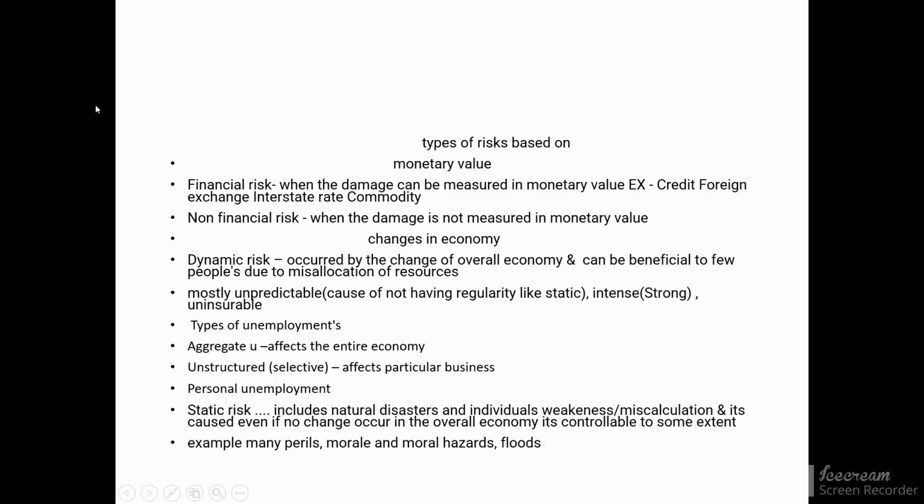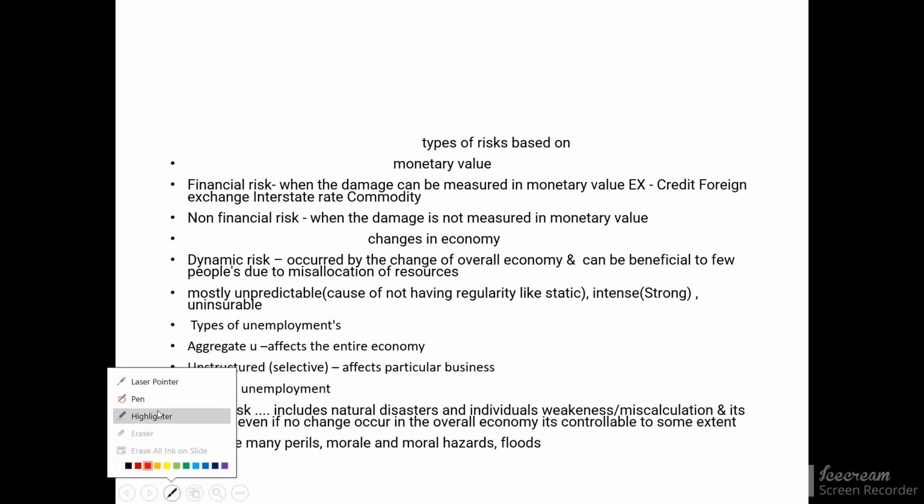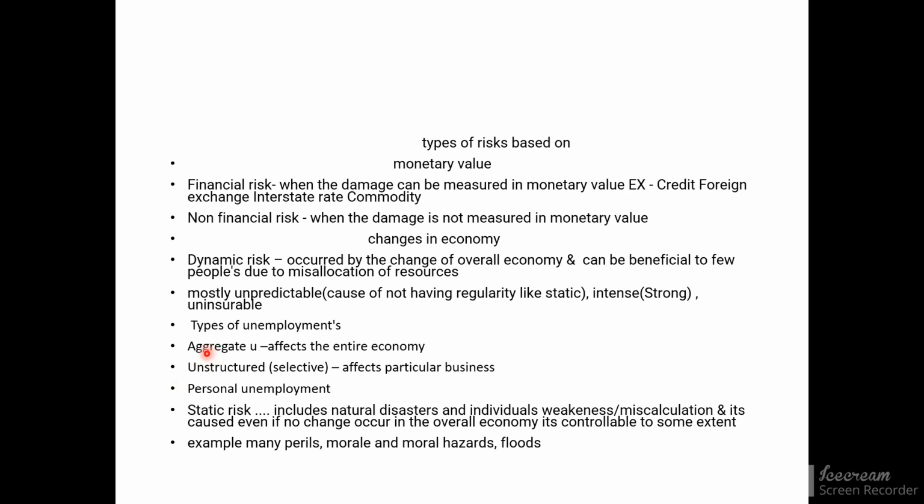And we know that this one occurs more in the entire economy. It can create unemployment. There might be different types of unemployment. For example, aggregate unemployment, which is when unemployment happens in the overall economy. The other one is structural or selective unemployment. This affects a particular industry or business, so there is no available work for the people in the country for that particular business or subject only. Personal unemployment is when everyone gets a job but that person didn't, which is a personal case.